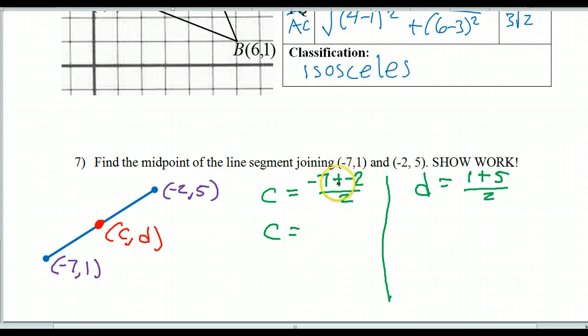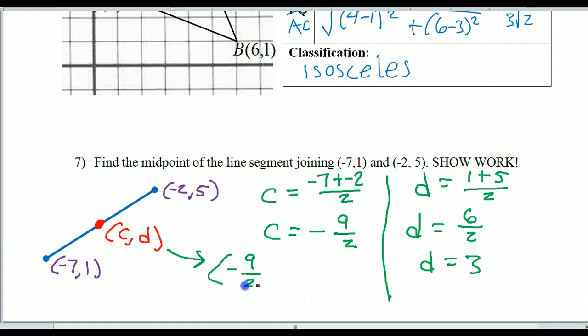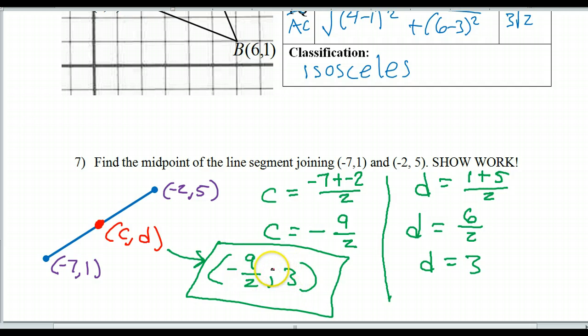Okay, so the c value is going to be negative 9 over 2. And this d value is going to be 6 over 2, which of course is just 3. So please put this back into the shape of an ordered pair. So c comma d is negative 9 over 2 comma 3. Do not leave this as two separate answers. And the order really matters because this is like x comma y, c comma d. The order matters, and it has to be in parentheses.